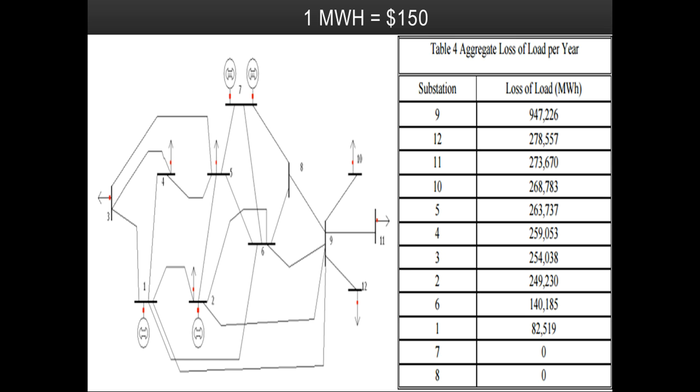They took a section of the electric grid that was available to them and they modeled all the substations. They removed contact from different substations and calculated the amount of load that was lost. You can calculate the number of megawatt hours times the $150 it costs per megawatt roughly, and you can figure out which substation has which value in this specific example. For example, if a terrorist attack, let's say, took out substation 9, you would lose 947,226 megawatt hours of load. And if you wanted to find out how much money that's worth, you multiply that by $150, and you'd see that's over $142 million in damages.